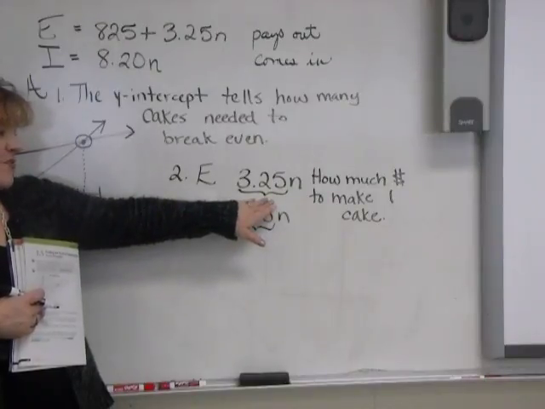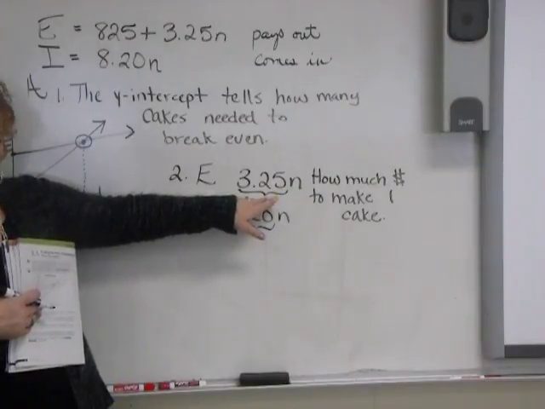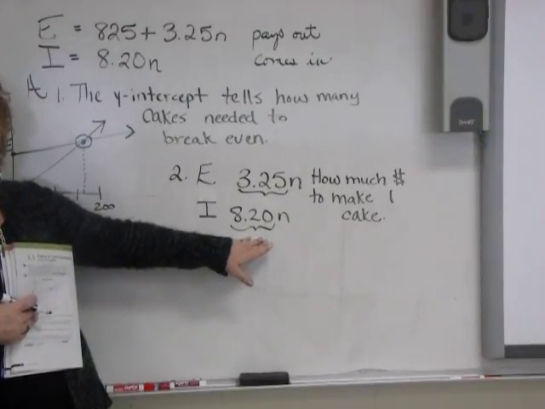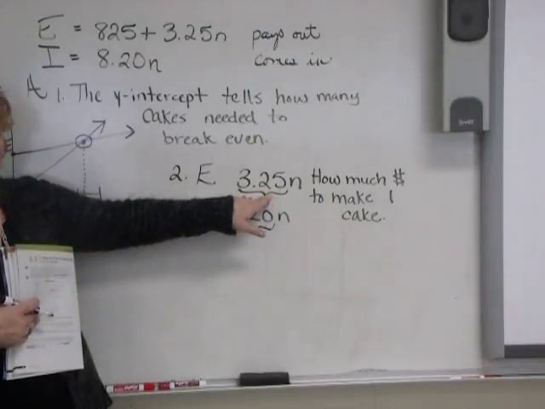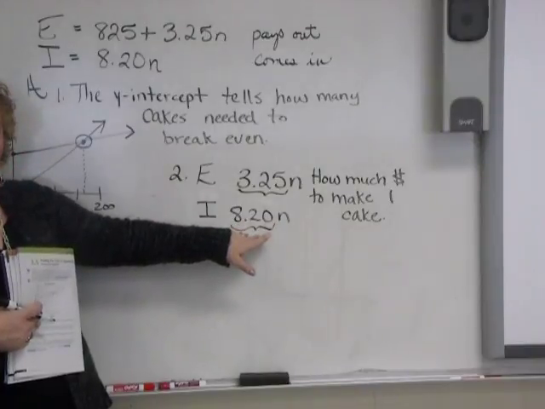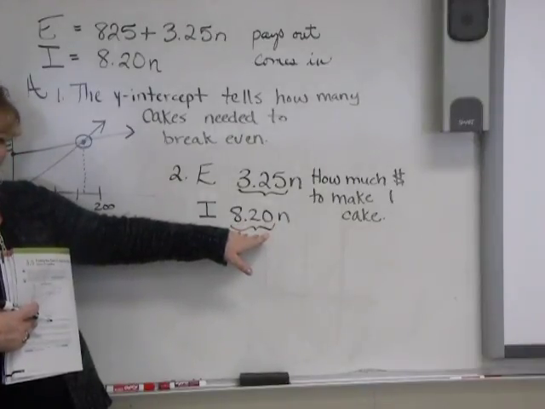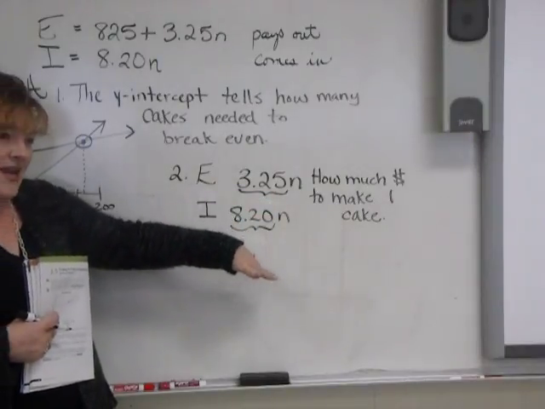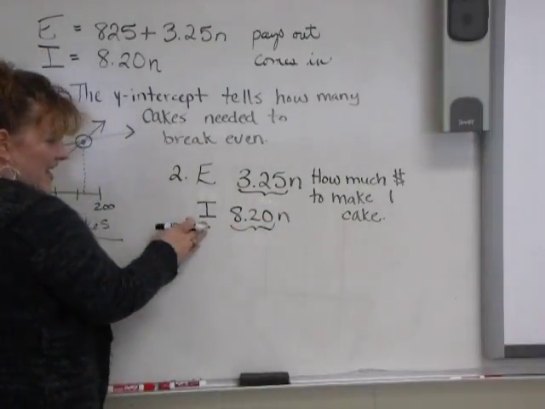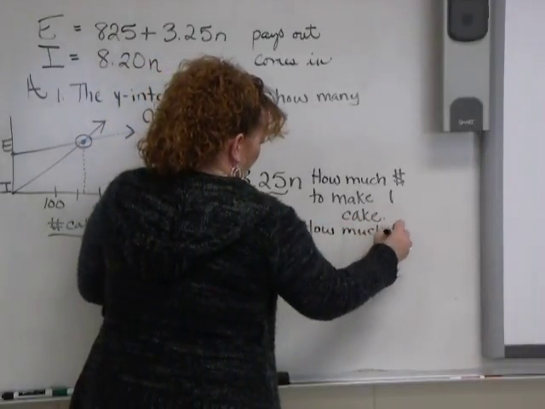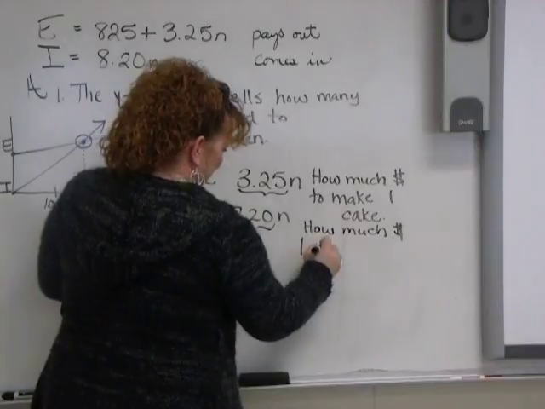So if it costs me $3.25 to make a cake, then $8.20 is going to be how much I sell that cake for, to make a profit. I don't want to sell it for what I have in it, or I'm not going to make any money. I've got to charge more for what I sell it for than what it costs me to make it if I want to make any money. So the coefficient in the income is how much money one cake sells for.